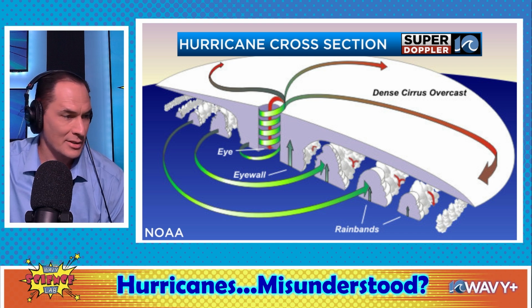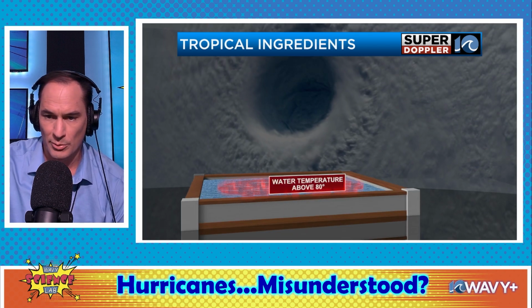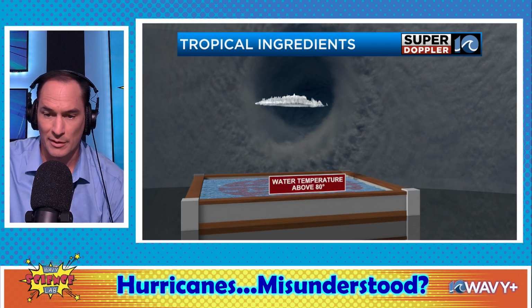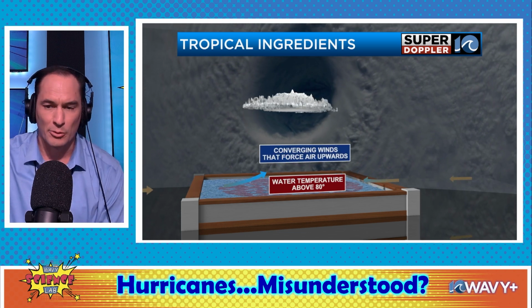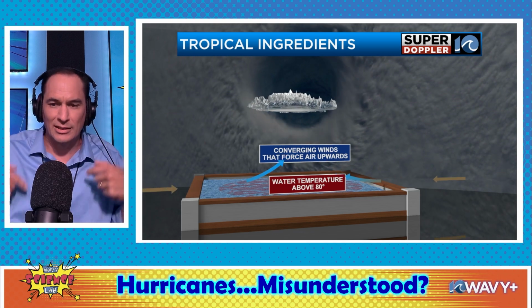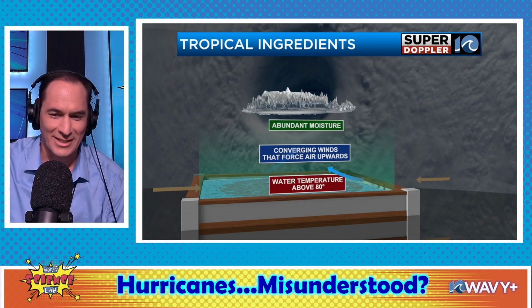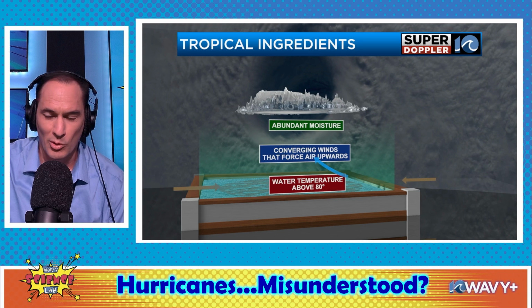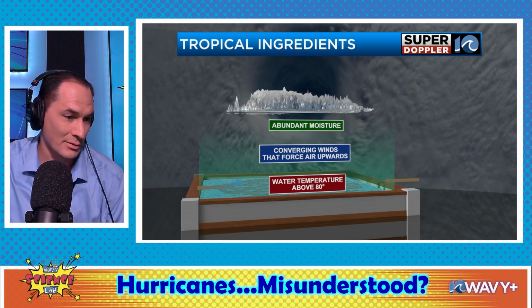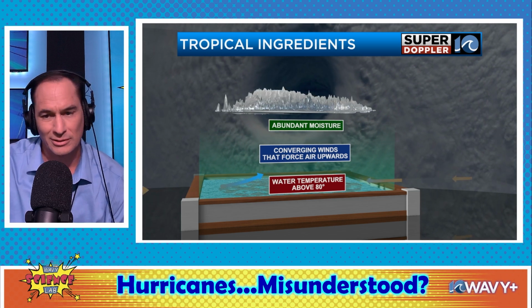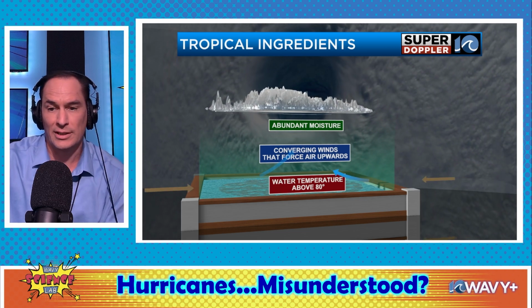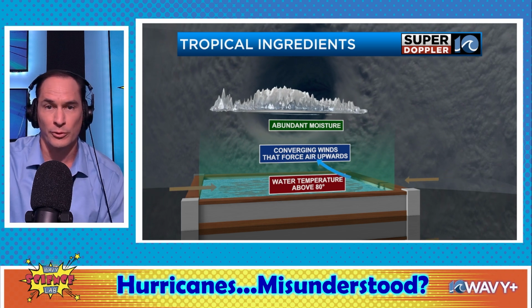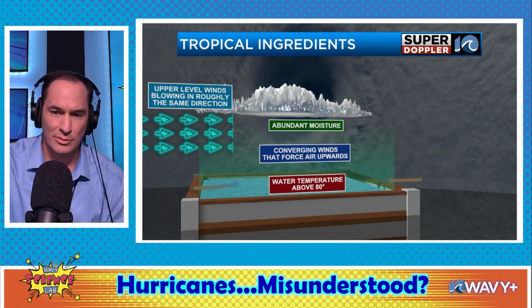So some of the ingredients that you need, of course, are warm ocean water. We talked about that: water temperatures above 80 degrees. And converging winds at the surface. That means they're coming together, coming in, meeting in the middle. And then abundant moisture as well. You need a lot of humidity out there. You think over the ocean, plenty of humidity. Well, sometimes dry air actually comes in. Sometimes you get dry, dusty air from Africa, and that will rob it of its moisture. Sometimes a cold front will come in off the United States and do that.